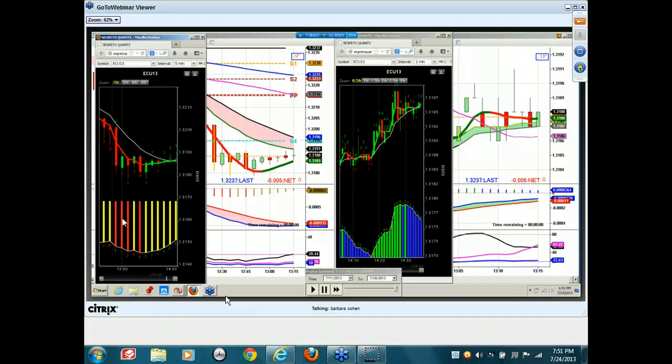Now, here's the concept of a perfect trade. And I really like this because it's simple.